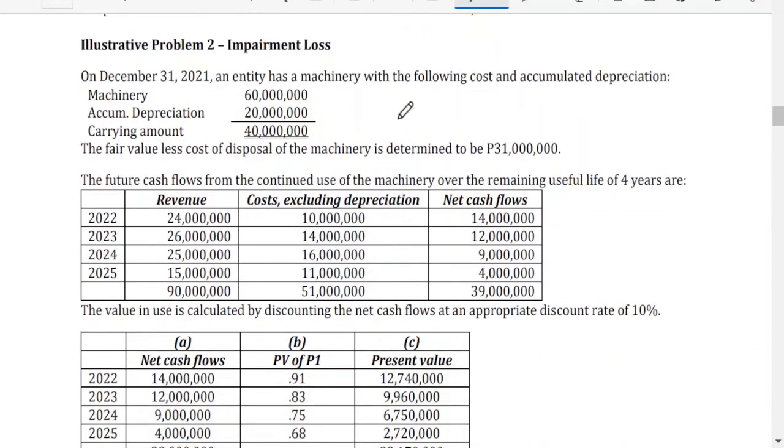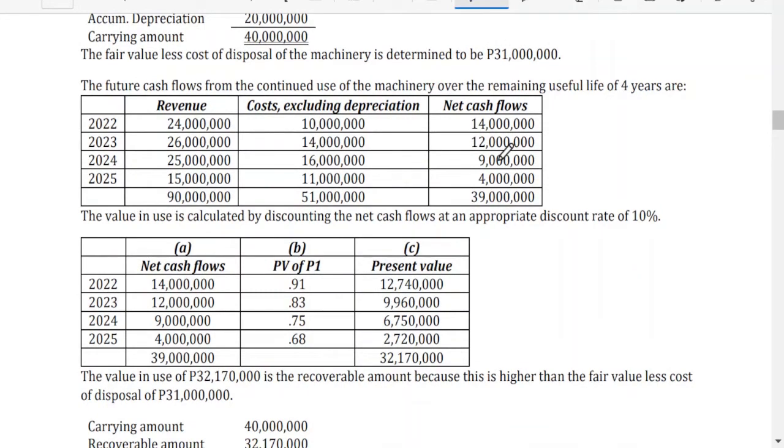Another example, we have the following details for machinery. We have the cost of 60 million, accumulated depreciation of 20 million, and carrying amount of 40 million. The fair value less cost of disposal of the machinery is 31 million. The following are the details in terms of the cash flows, particularly the inflows and the outflows for the asset with a remaining life of 4 years. So you have the revenue and the costs excluding depreciation. So if ever in the problem, the costs would include the depreciation, we have to remove the depreciation because depreciation is a non-cash item.